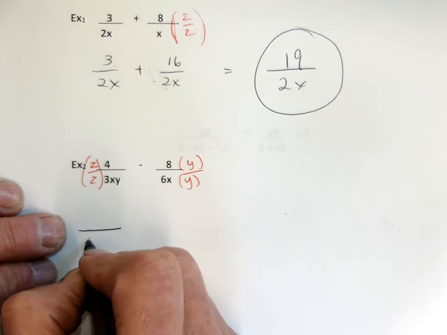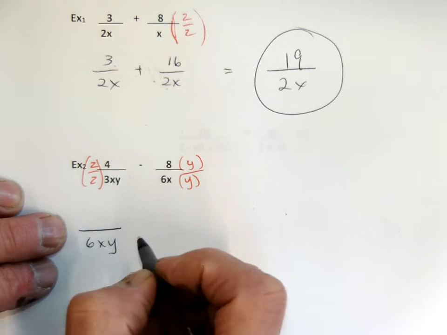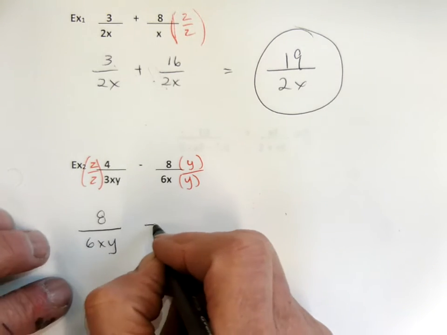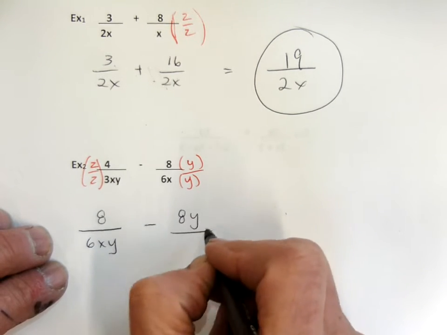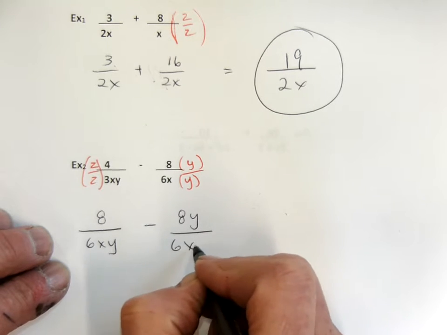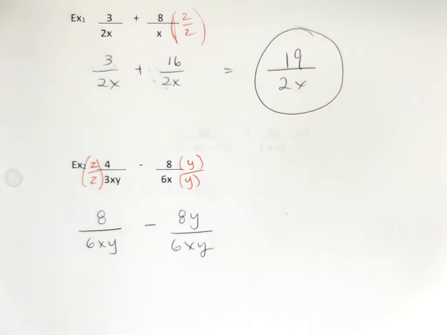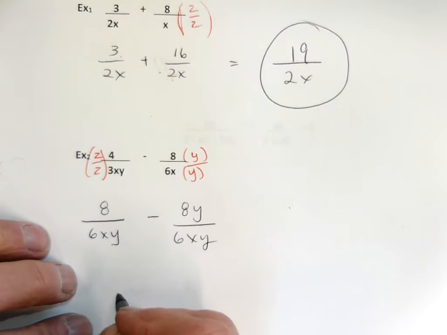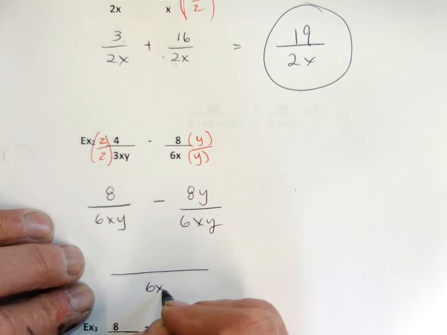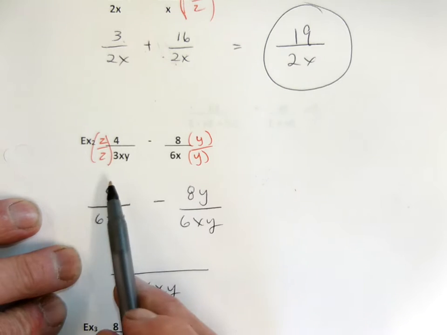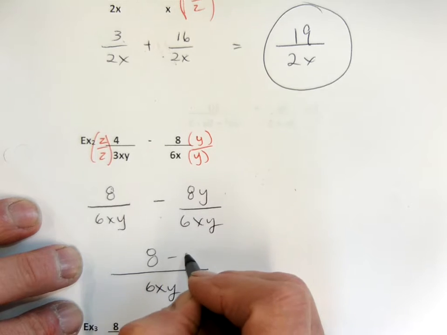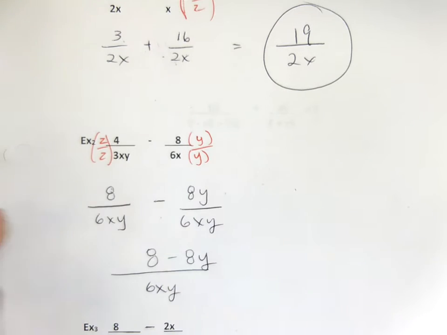6xy and an 8 on the top minus an 8y over a 6xy. Okay, how am I doing? So far, so good? Now, we have a common denominator, right? And our common denominator is our 6xy. So we're going to go 8 minus 8y. Now, you really can't subtract those, so it's just 8 minus 8y, okay?